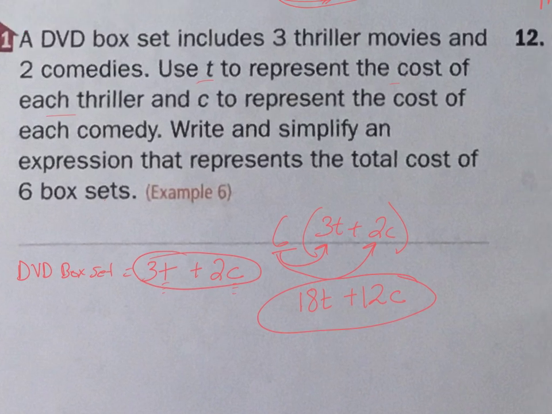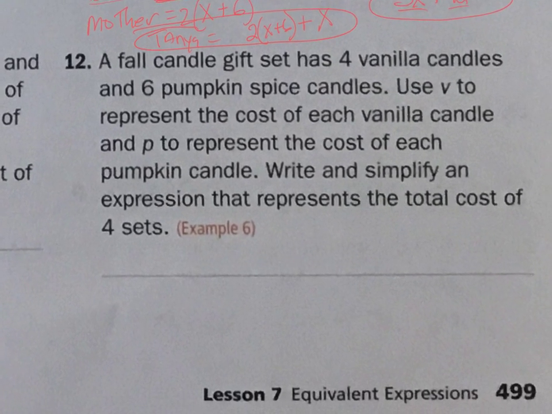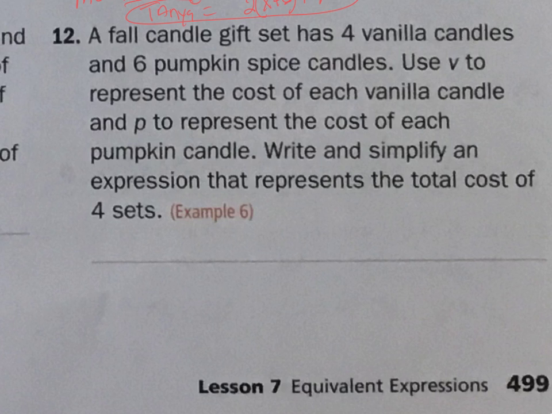All right, one more. Are you having fun yet? All right. A fall candle gift set has 4 vanilla candles and 6 pumpkin spice candles. Okay, so I got my fall candle gift set, and the gift set has 4 vanilla plus 6 pumpkin. Okay. Use V to represent the total cost of each vanilla.